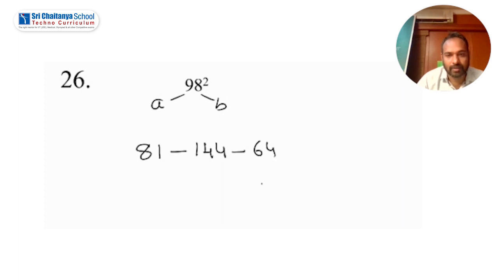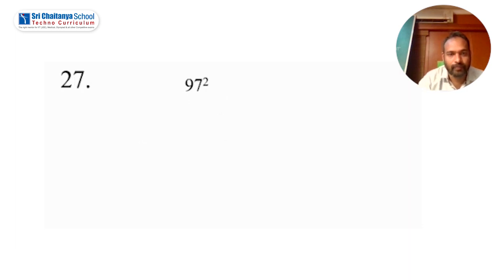64. Do the balancing. 4, 6 will carry forward. 144 plus 6, how much? 150. Drop this 150. In 150, drop 0 in the answer. Carry forward the remaining 2 digits here. 81 plus 15, how much? 96. So the answer is 9604.